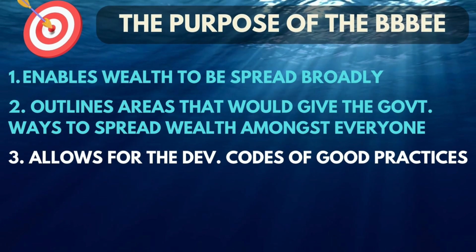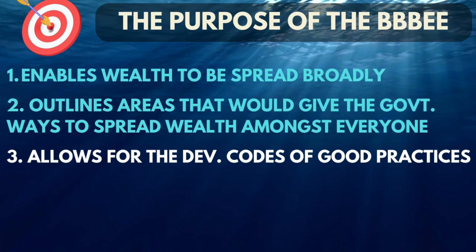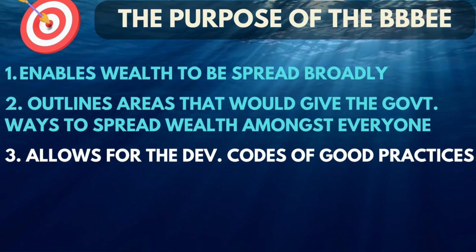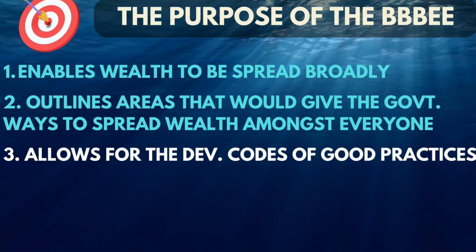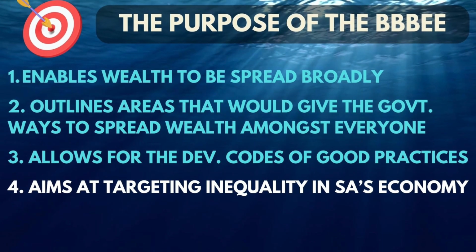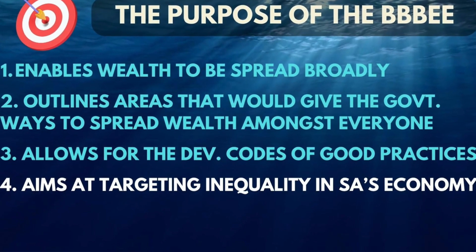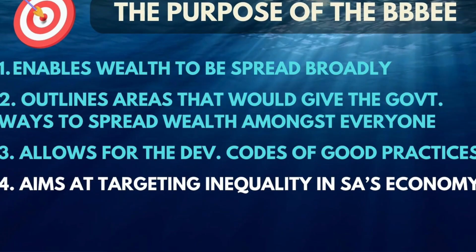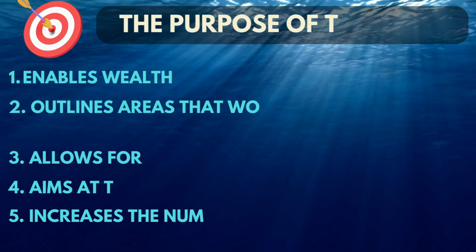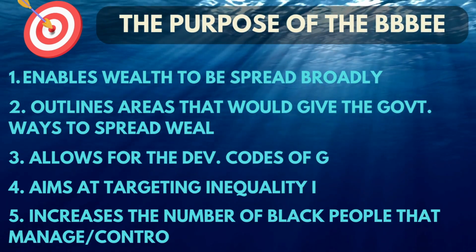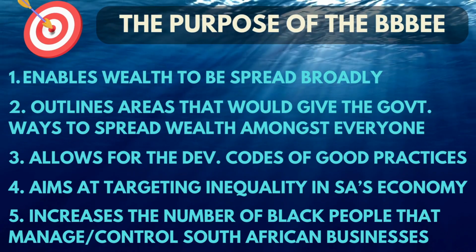The third point, it allows for the development of the codes of good practice that are supposed to be followed by the companies. And the fourth point, which will be our last point, it aims at targeting the inequalities that were created by the government. They target those inequalities so that they are redressed in terms of the economy of the country. So those are the purposes that we will talk about.